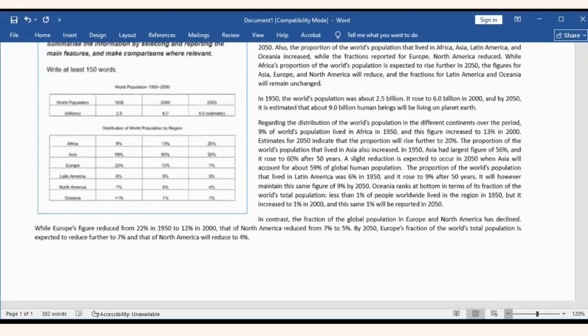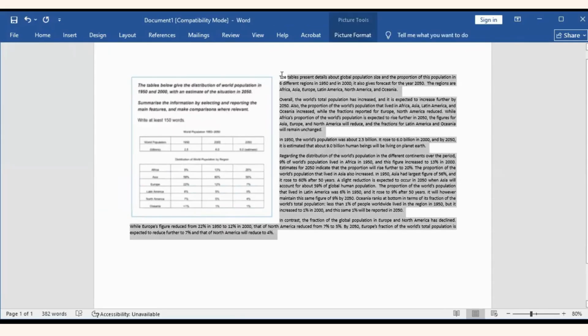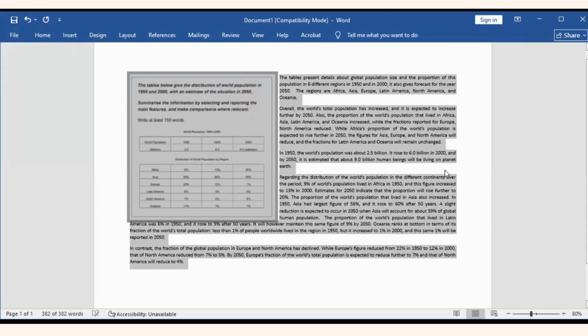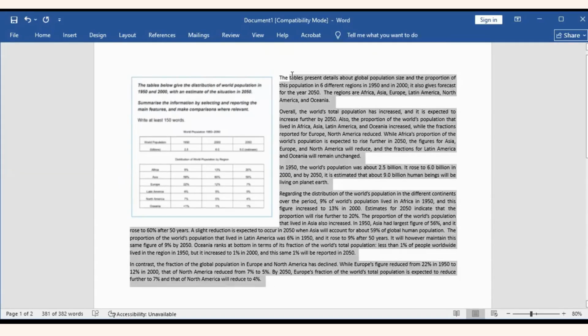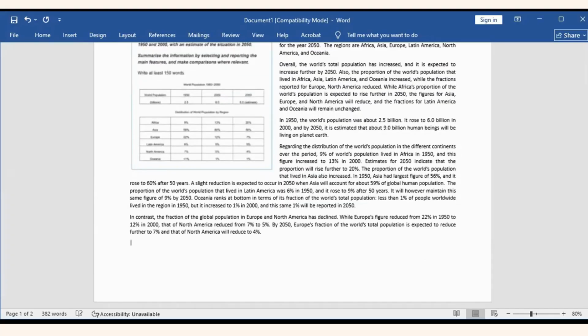That is all for this table report, academic task 1 report. So you see, introduction. After the introduction, we have the overview, and after the overview, we have our main body. This report is very long, 380 something words. Somebody says, I hope they will not penalize you for writing 380 something words. No, they will not. You can only be penalized if you write less than 150 words.